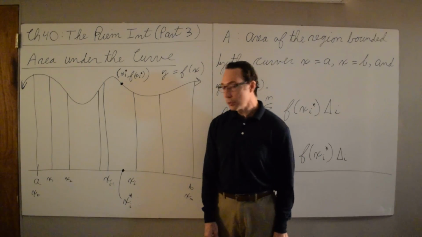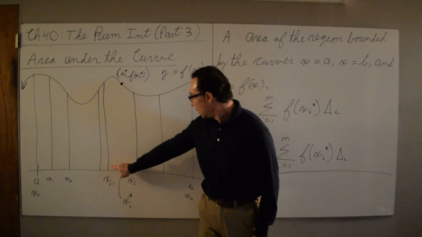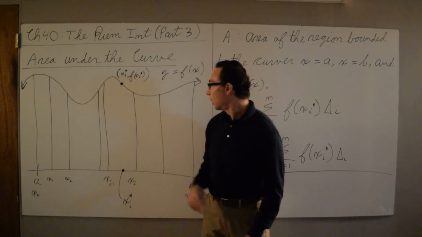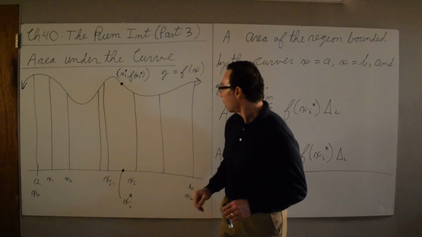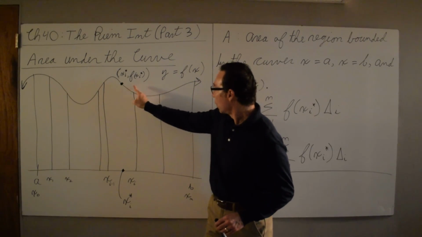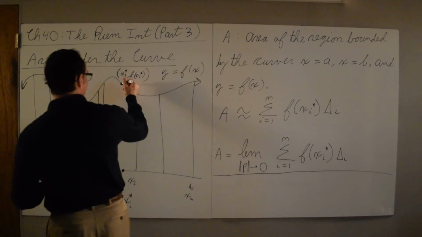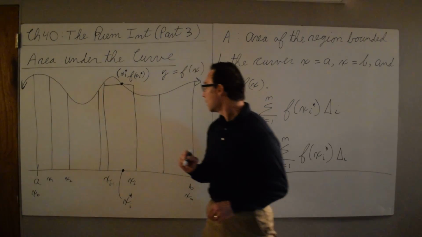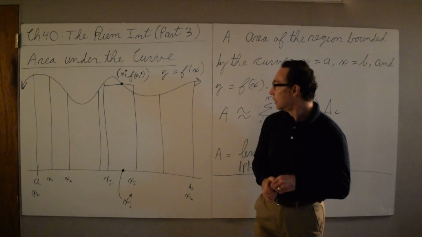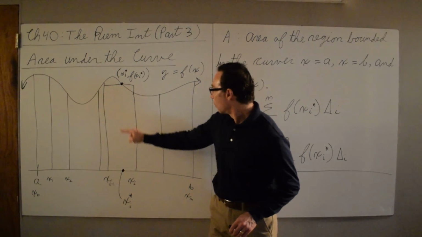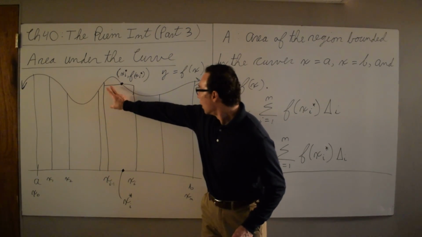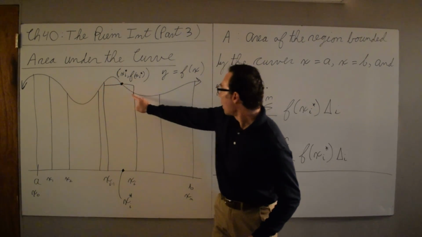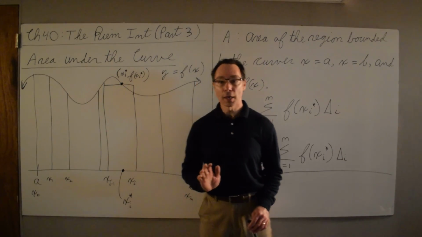And what we did in the first video is we focused on the area of this one part right here, and we said that was approximately the area of the rectangle that we have here. So we took this rectangle and we said the area of this rectangle is approximately the area of the region bounded by this vertical line and the graph of our function. That's what we did in the second video.